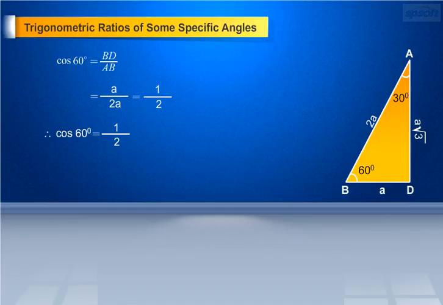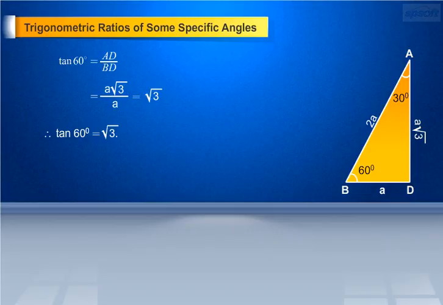Let's now find the value of tan 60 degrees. Tan 60 degrees equals AD by BD, since tan theta equals opposite side by adjacent side. This is equal to a root 3 by a. This is equal to root 3. Therefore, tan 60 degrees equals root 3.